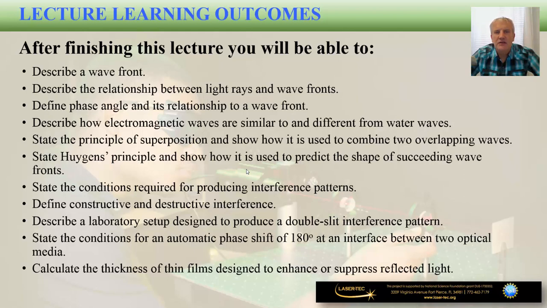This is directly related to light being considered a wave. We will see that light can come in the form of a so-called electromagnetic wave that's to a certain extent similar to, but also different from, water waves. An important theoretical concept related to waves is the so-called Huygens principle, which we are going to define in this lecture and show how it is used to predict the shape of succeeding wave fronts.